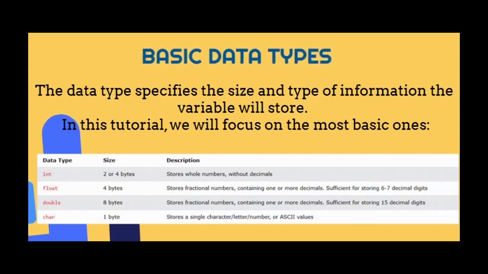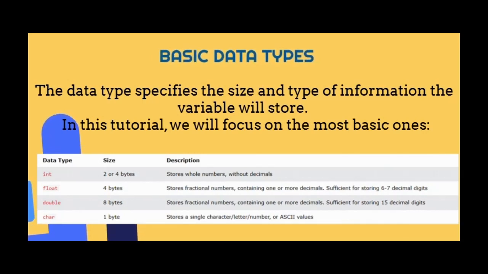The double stores fractional numbers, containing 1 or more decimals, sufficient for storing 15 decimal digits. Its size is 8 bytes. Finally, the char, for the characters, stores a single character, letter, number, or ASCII values. Its size is 1 byte.